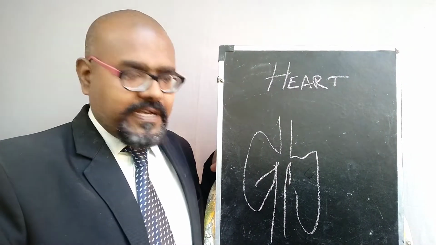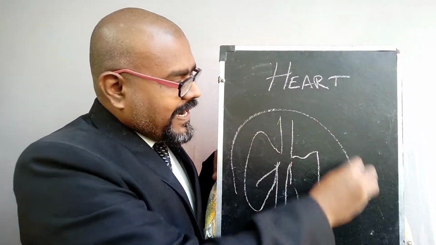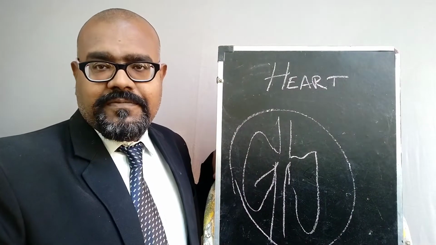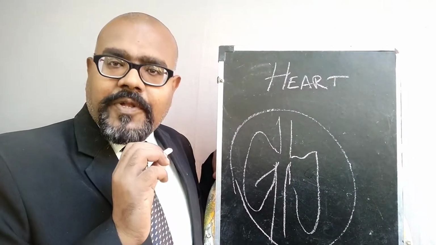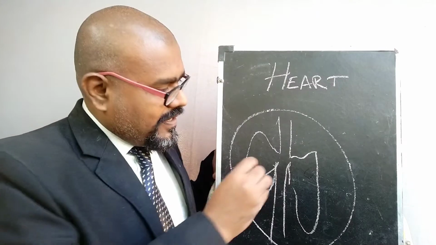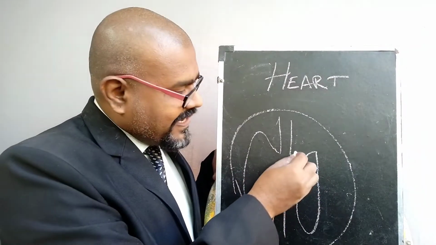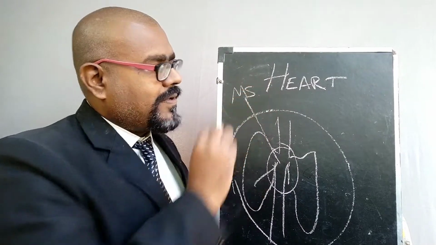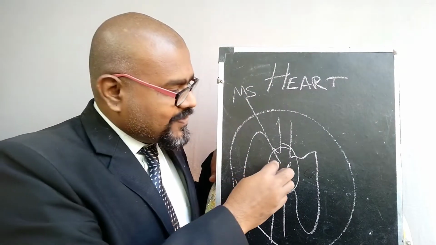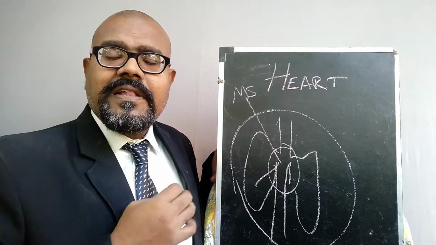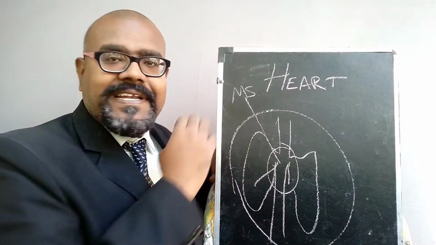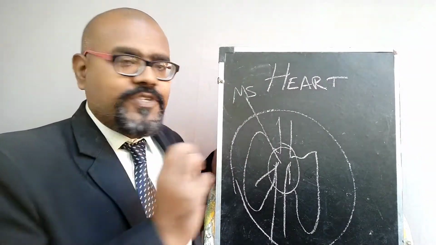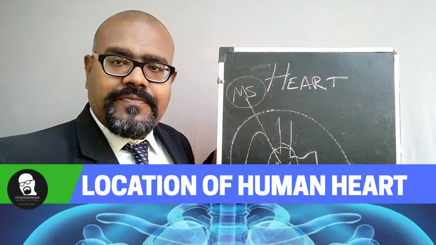This is not a human heart actually. This is a respiratory system actually. These are the lungs. Where is the heart located? In between the two lungs, there is a space. That space is called the mediastinum. In between the lungs, there is a small space in the chest region. The space is called the mediastinum. Our heart is situated in the mediastinum.